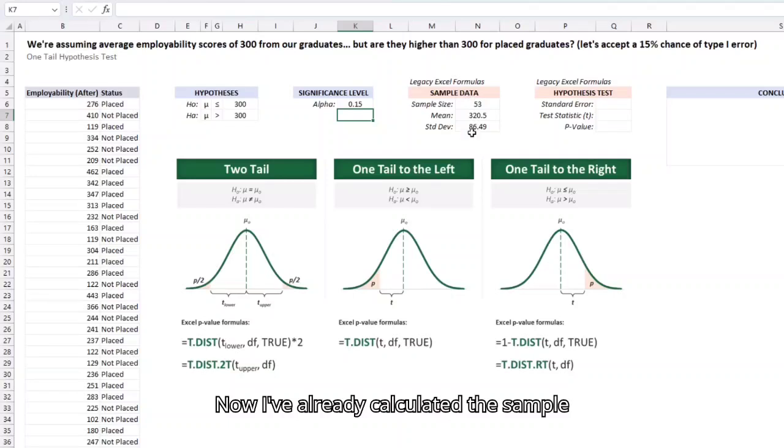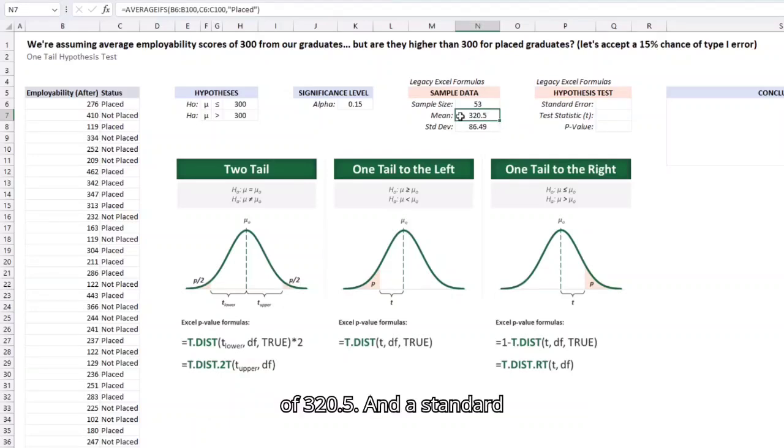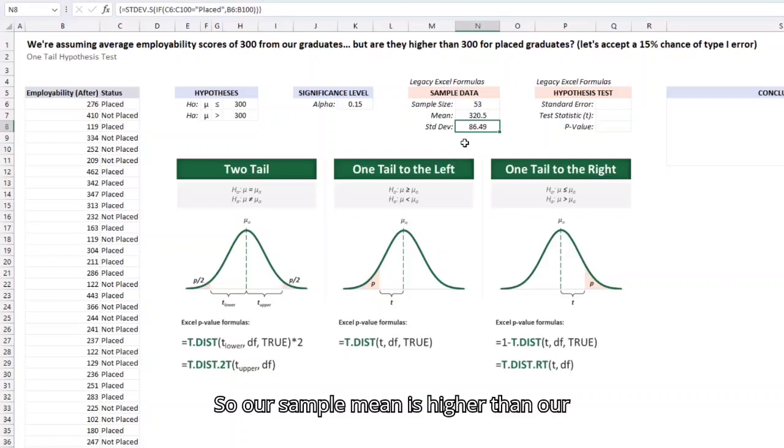Now, I've already calculated the sample statistics here. We have 53 placed graduates with a mean employability score of 320.5 and a standard deviation of 86.49. So our sample mean is higher than our hypothesized mean, but is the difference enough to be significant? Well, let's test it and find out.